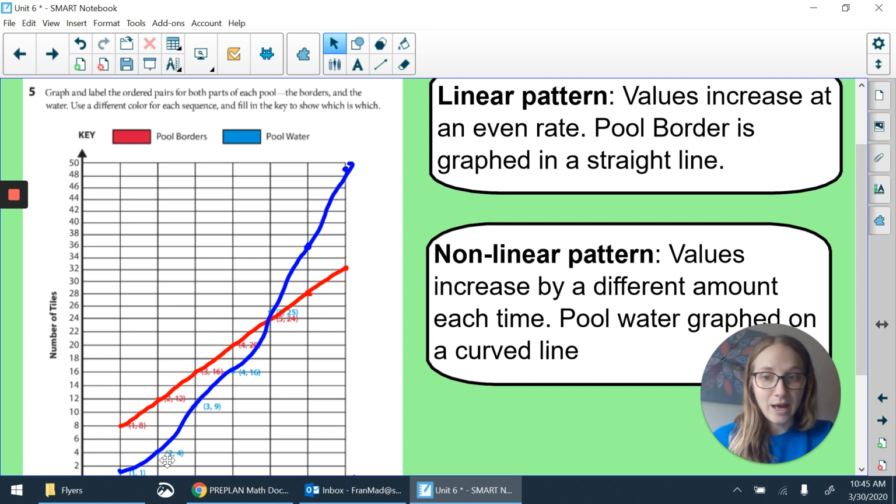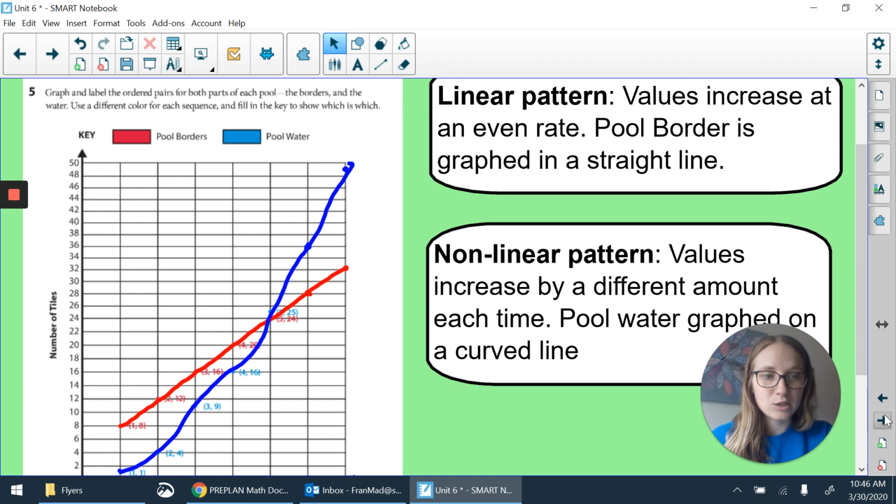Now a nonlinear pattern would be the example of our pool water tiles. So the values increase by a different amount each time, and the pool water is graphed in a curve line. Now my line got a little bit wavy as well, but overall you can see that it curves up instead of at that constant straight line like the linear. So nonlinear, we are increasing by different amounts every time. And linear, it is increasing by the same amount every time. Okay, so keep these words with you, carry them with you as we continue on.